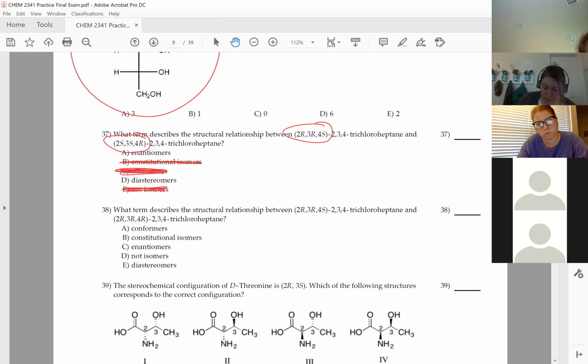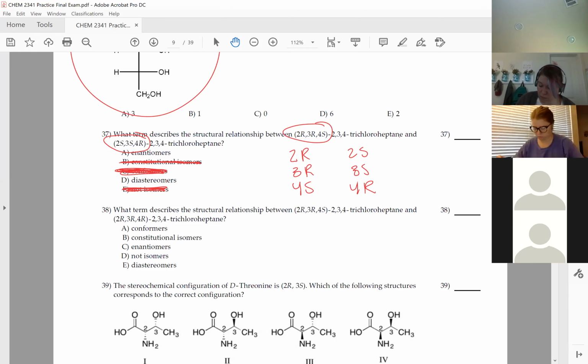So then the next thing you could do is write out your designations next to each other. So this is our first one, 2R3R4S. The second one is 2S3S4R. Now, what is the definition of an enantiomer? It's like all of the substituents are changed. Right. So if all of the stereochemical designations have been flipped, it's an enantiomer. A diastereomer would be all, or at least one, but not all, right?